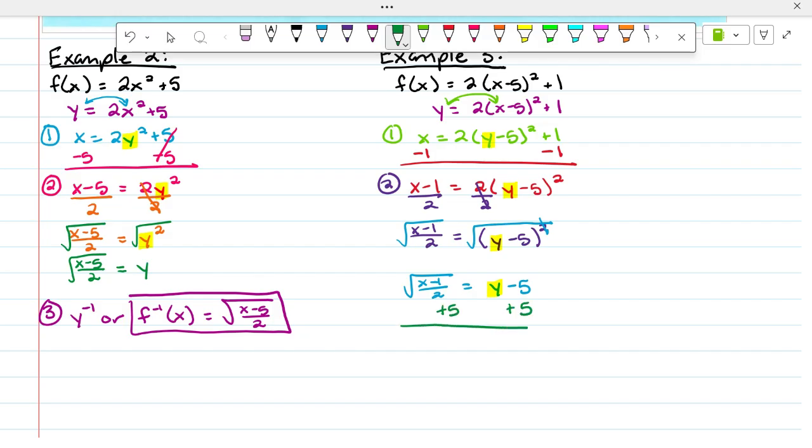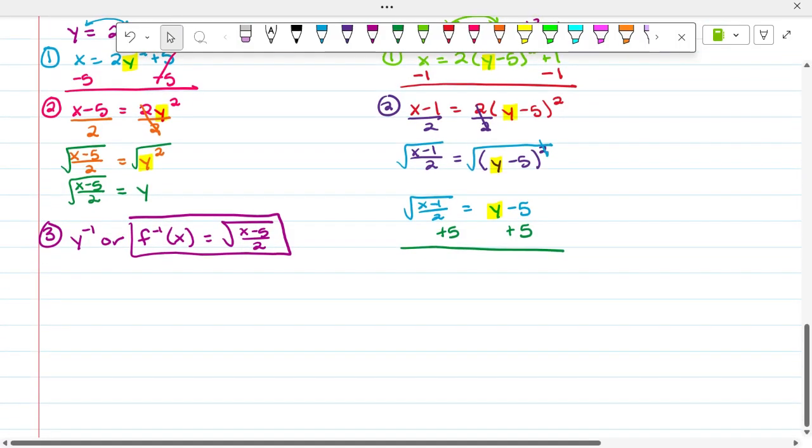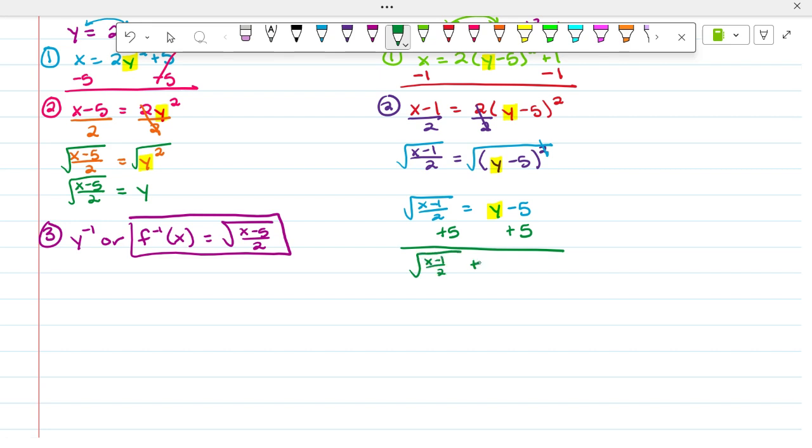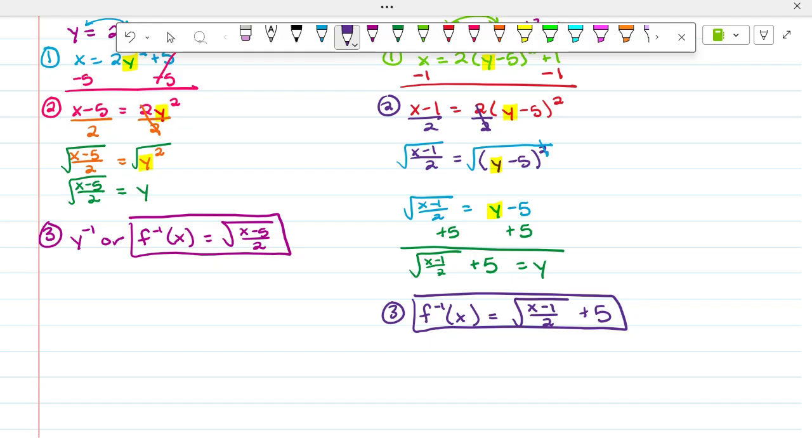Now, the 5 will be added outside of the radical. We can't just throw something in a radical willy-nilly. All right, so when you rewrite it, it should be the square root of x minus 1 over 2 plus 5 on the outside of the radical is equal to y. So if I rewrite it using f of x, I have f negative 1 of x is equal to the square root of x minus 1 over 2, plus 5. So that one was a little bit more complicated.